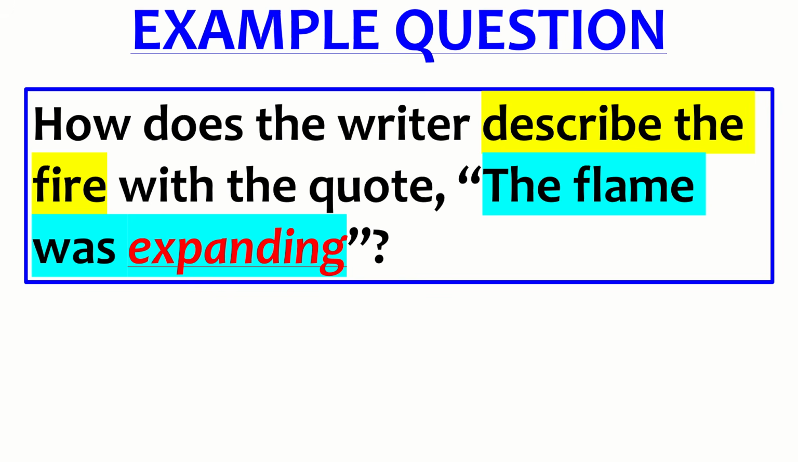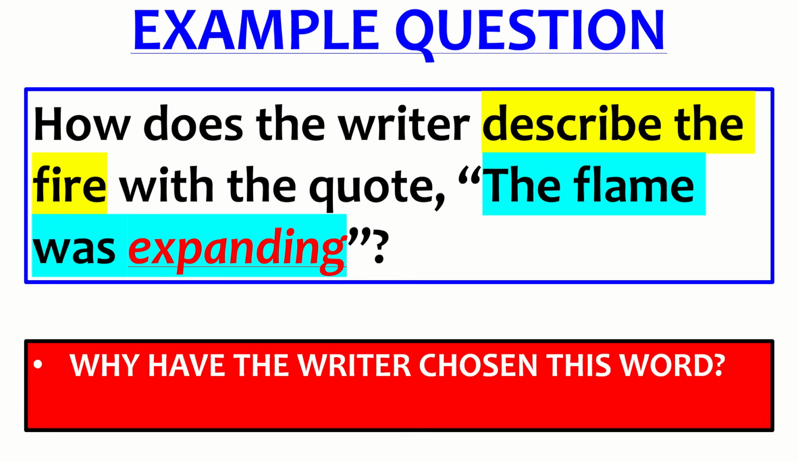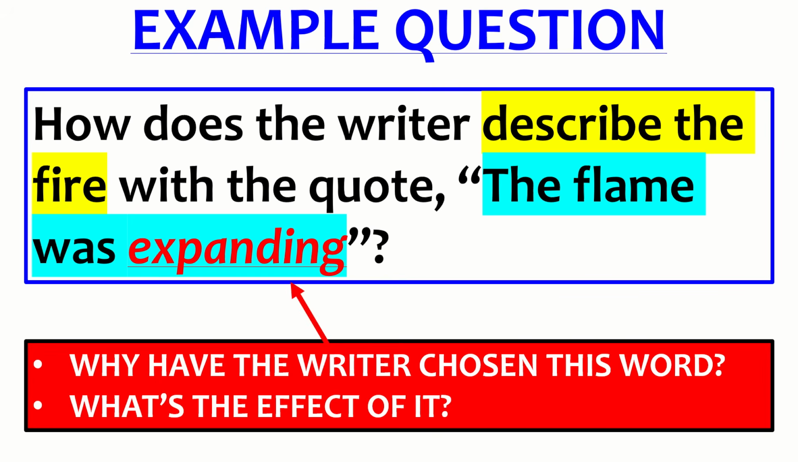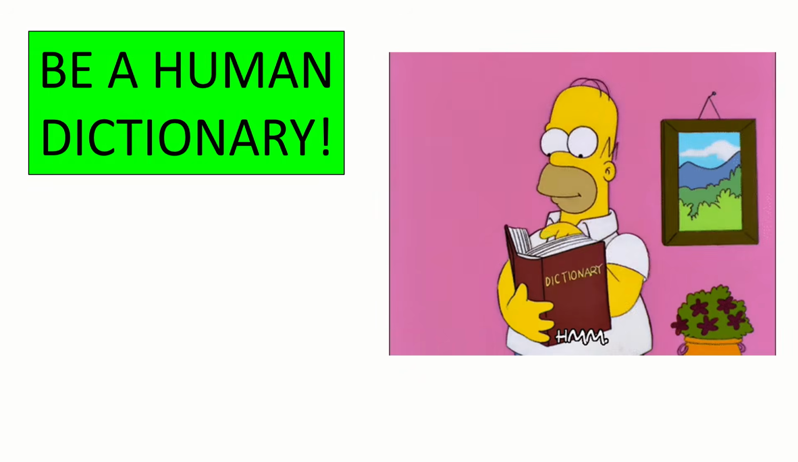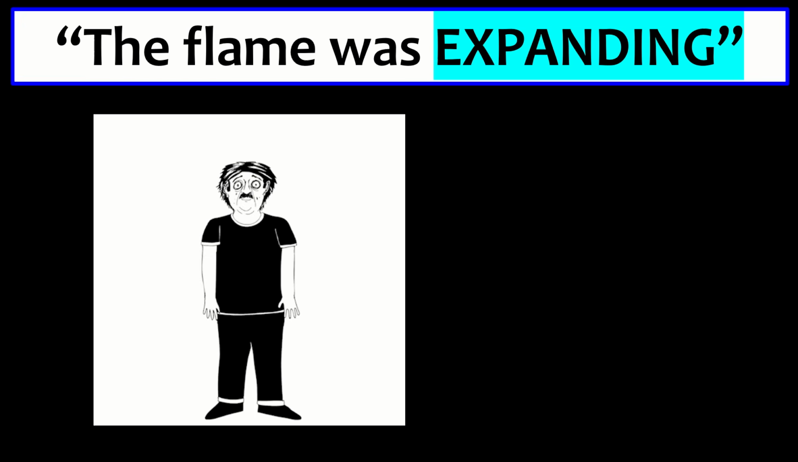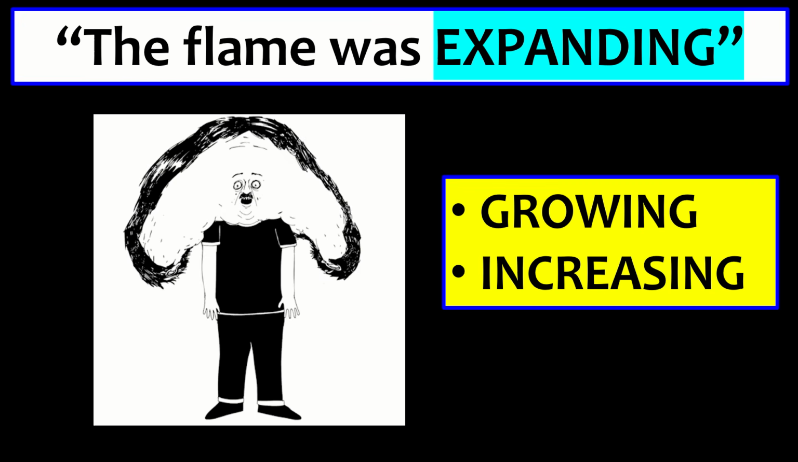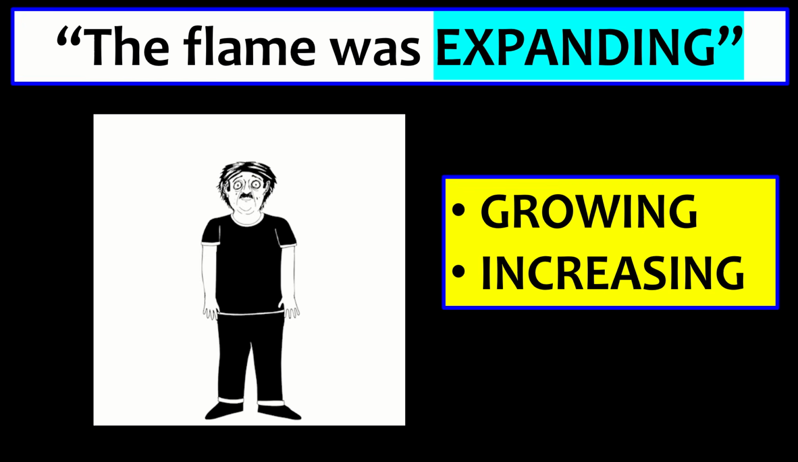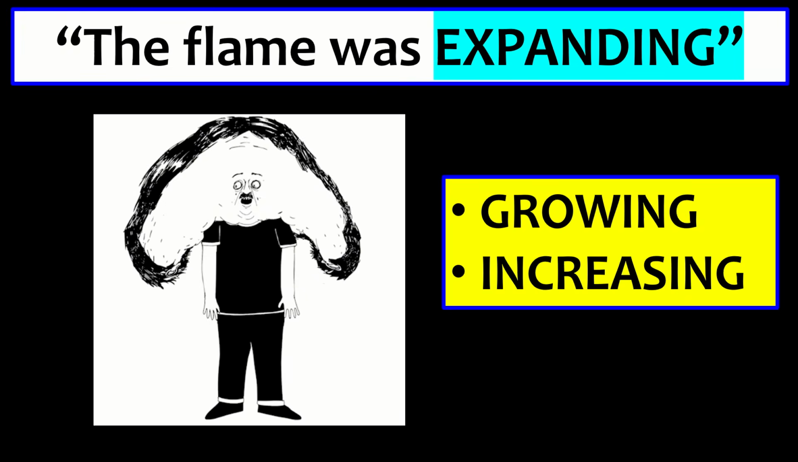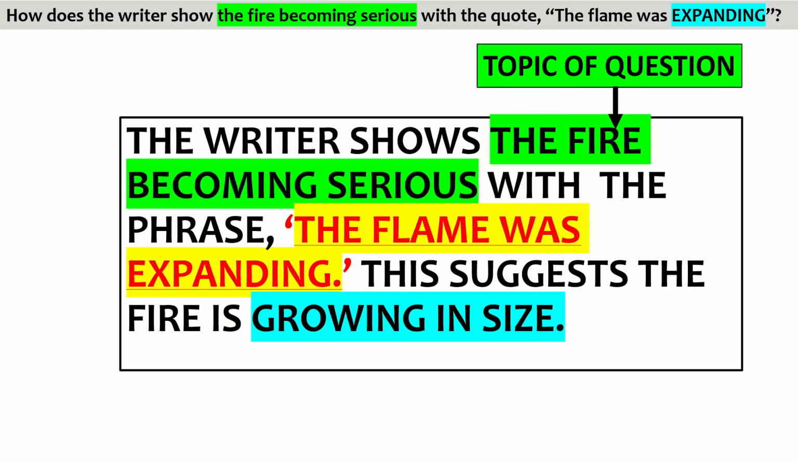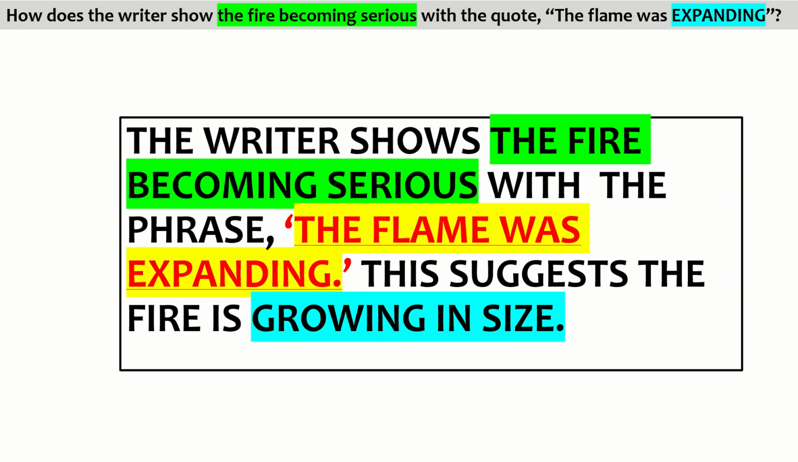So if I said, how does the writer describe the fire with the quote, the flame was expanding, which is a nice simple example. Why has the writer chosen expanding over all the other words? What is the effect of it? What image is it trying to get into the reader's mind? Be that human dictionary or thesaurus. If the flame was expanding, pretty simply it means it's growing, it's increasing, it's getting bigger. So I've put the writer shows the fire becoming more serious with the phrase the flame was expanding.